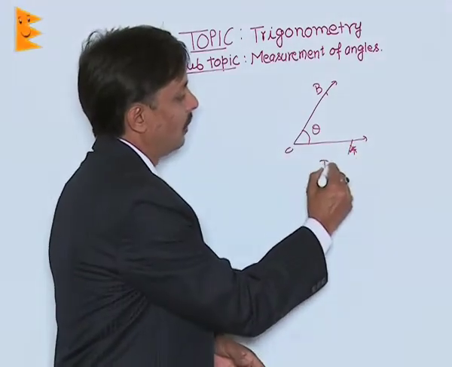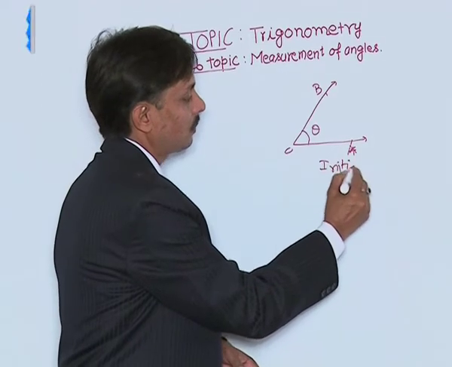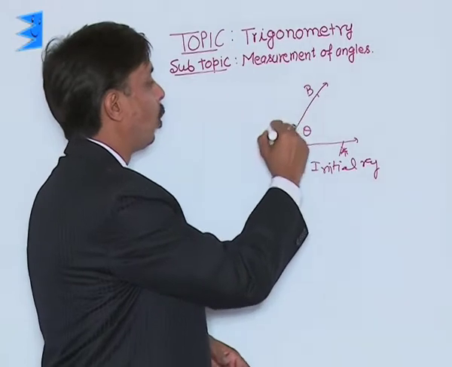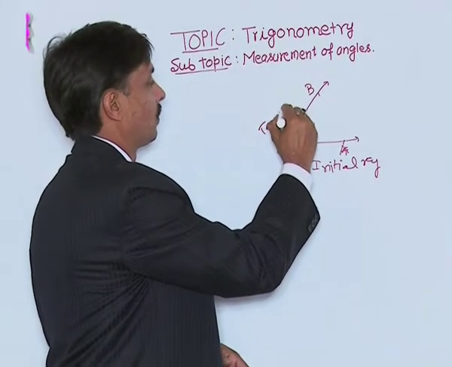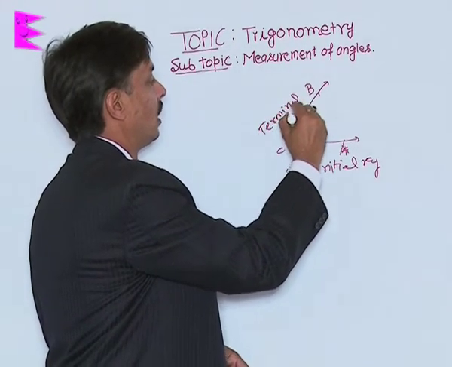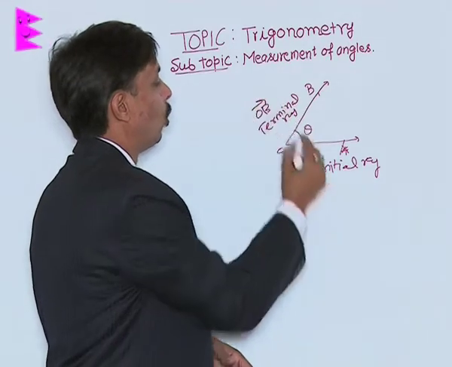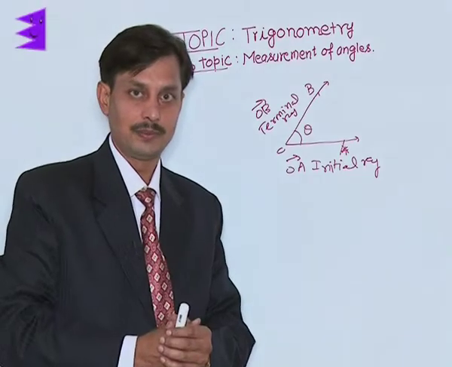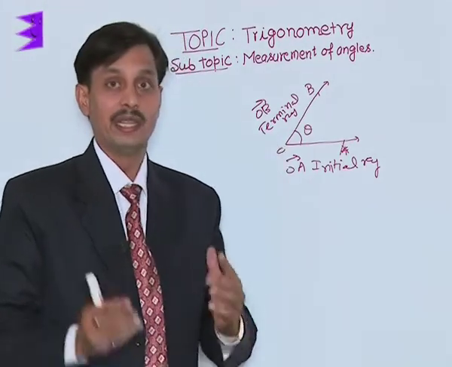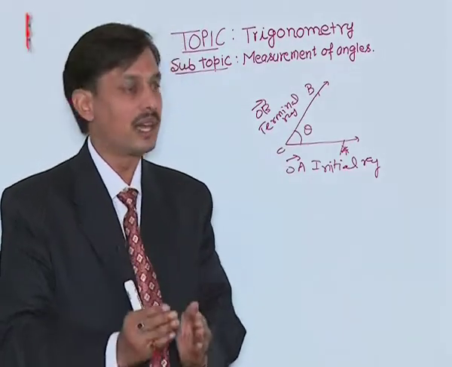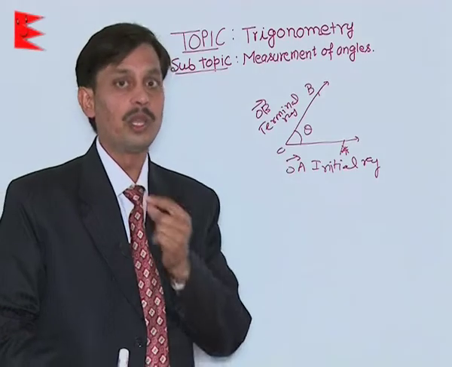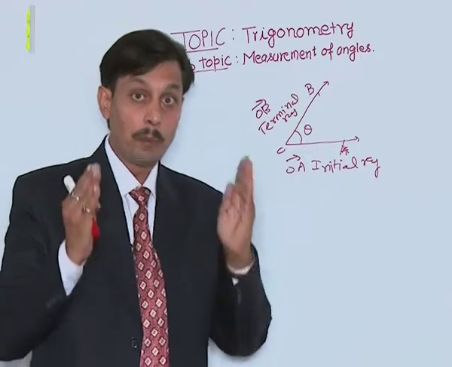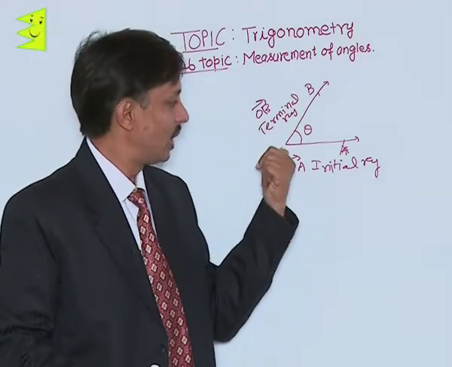OA is the initial ray, and OB is the terminal ray. What is common in these two rays? The point O, that is, the rays start from the point O. So, the initial point of both the rays is the same.